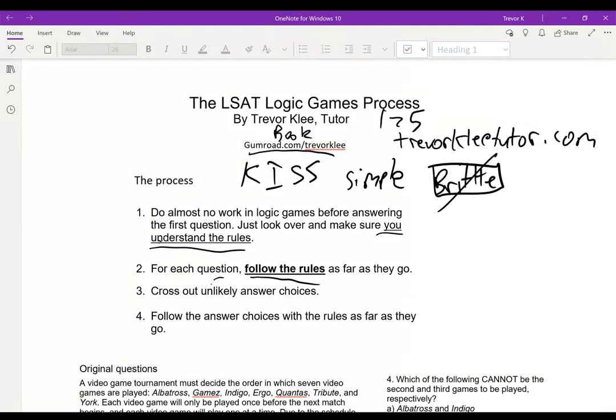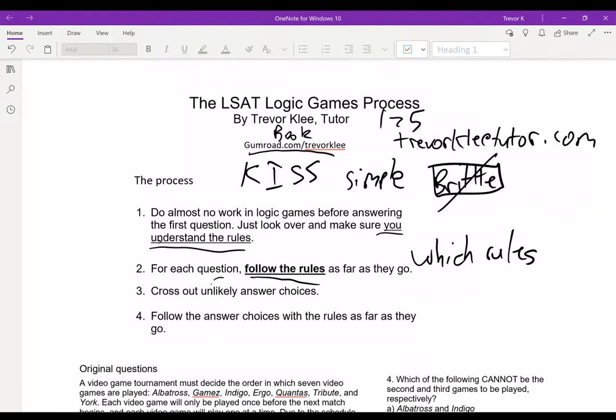Anytime a new term comes up, so you'll see in this one, it's all about video games, anytime a new video game term comes up, I'm going to look back at my rules and say, which rules apply to this video game? So I'm always looking back. Which rules apply? Which rules apply? Now I can make this inference, so then what rules apply? So I'm always going step by step.